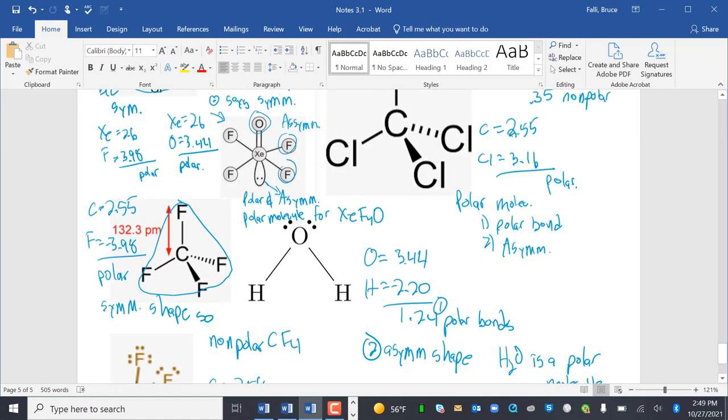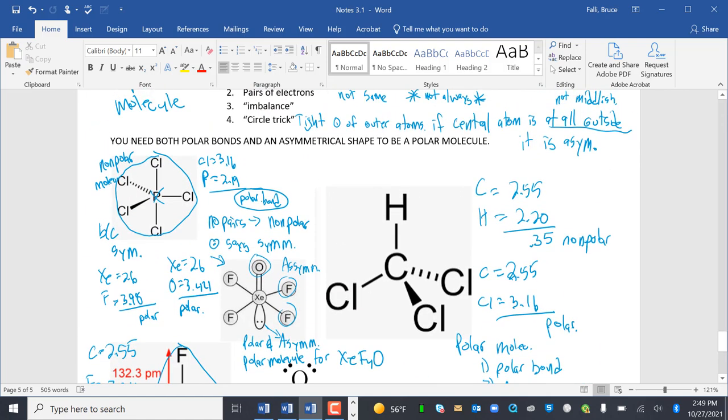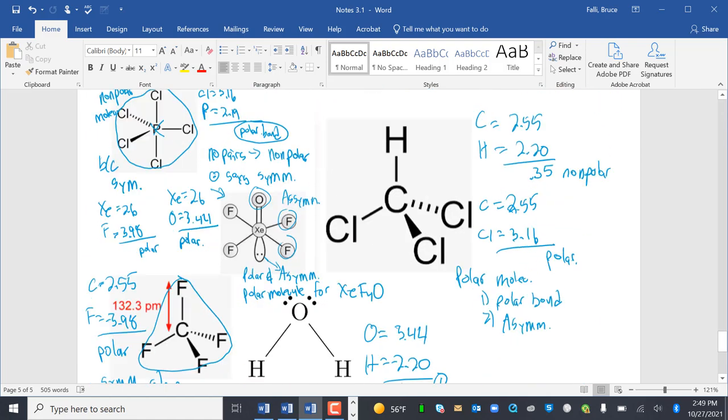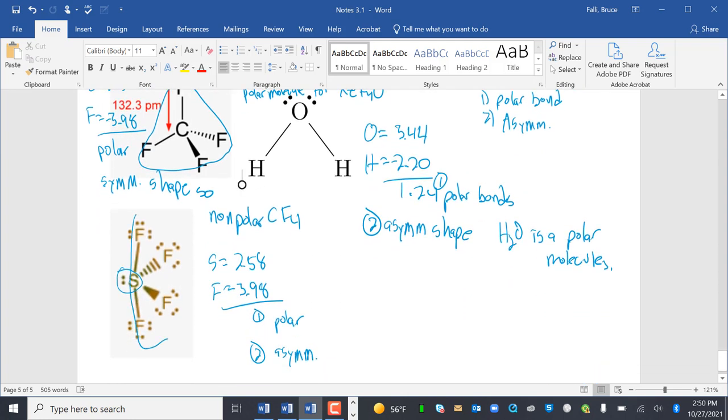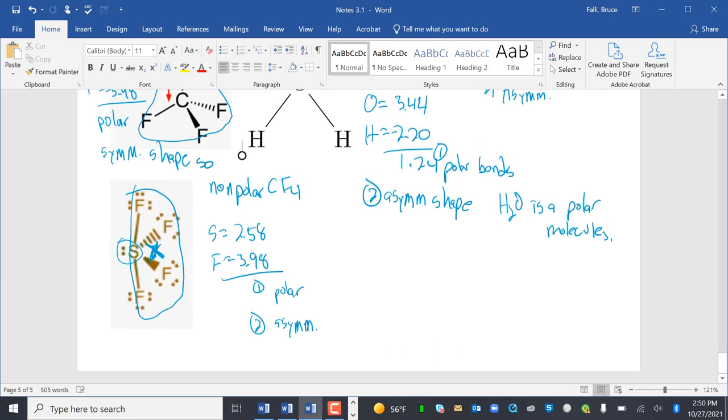Okay? We can continue with this a little bit. Imbalance, that's the eyeball trick, and then the circle trick. So if I do the circle thing, do you see how S isn't in the center, right? So it's asymmetrical. So SF, oops, that's five. It's not six. One, two, three, four. SF4, my bad. SF4 is a polar molecule.